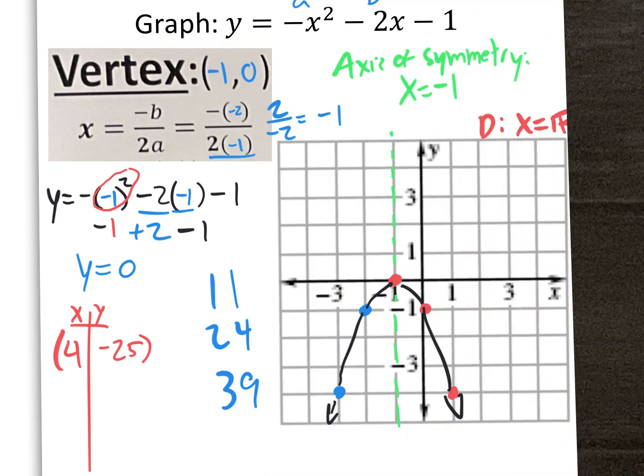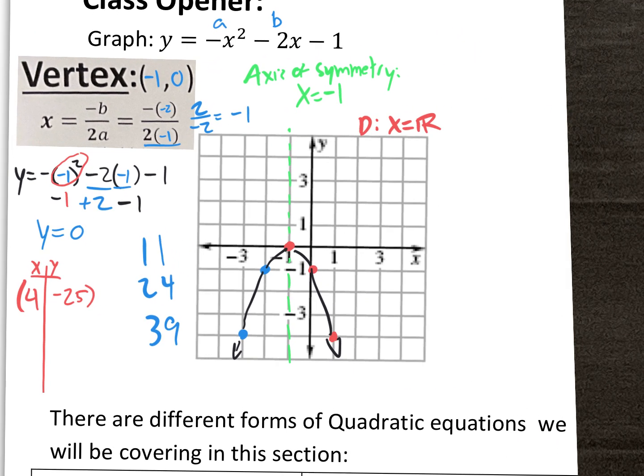So right here, it's opening down. We already know that the a value is negative, so that's going to be y is less than or equal to. So for the range, we're going to write y is less than or equal to the y value of our vertex, which in this case is 0. Okay.